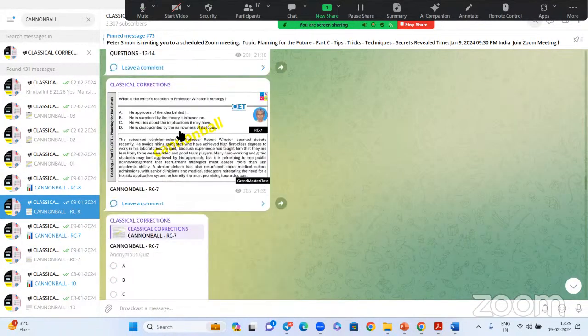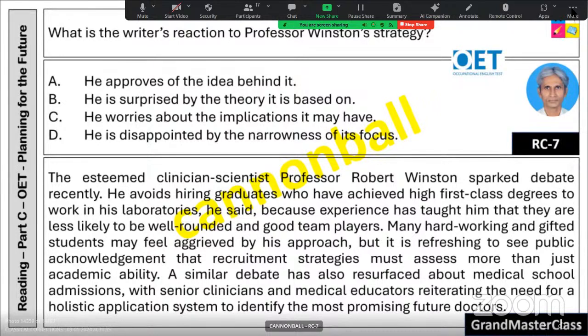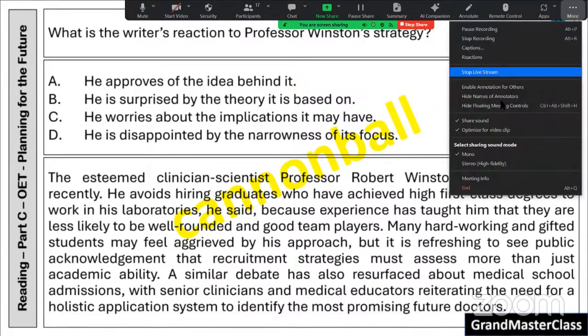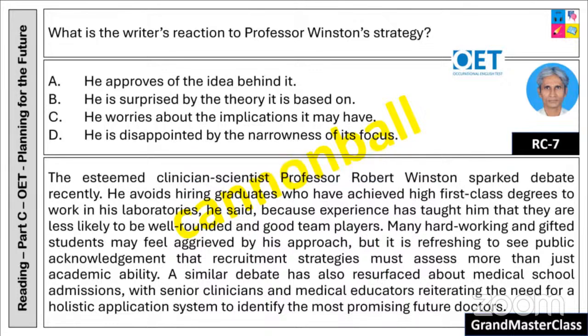Right, from the 7th question onwards. So 1 to 6 is part B, now the 7th question. Yeah, see here. Now let us see this question. I'm giving you 1.5 minutes. Go through this question. You can do many sessions on your own like this.